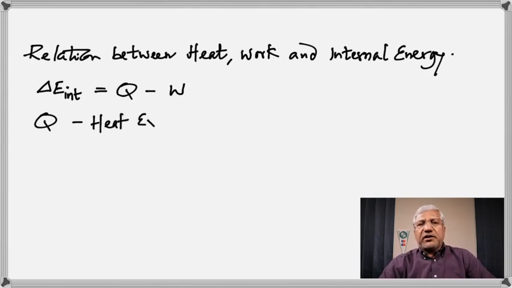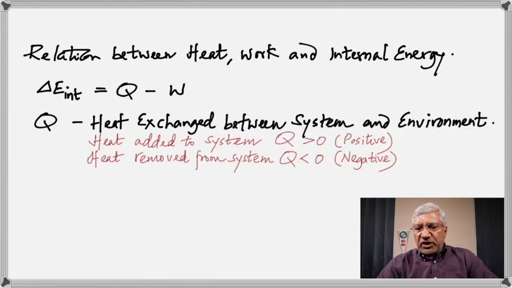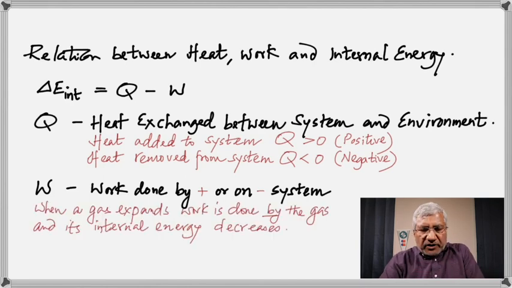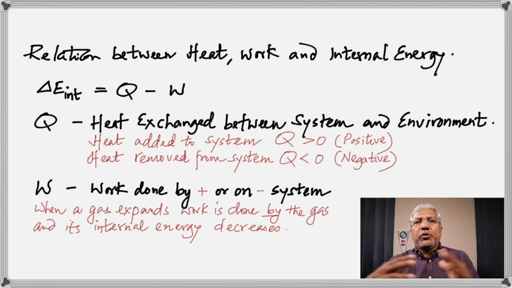So I'm explaining the terms. Q is the heat exchange between the system and environment. It could either be positive or negative. I've explained that. And work done by is positive and on is negative. And I've written, when a gas expands, work is done by the gas, and that's why its internal energy decreases. That is, if you don't allow any heat to enter the system and you allow a gas to expand, it's going to cool down. Why? Because it's using its internal energy to do work.